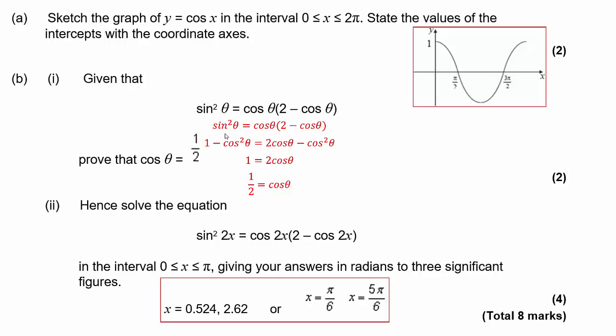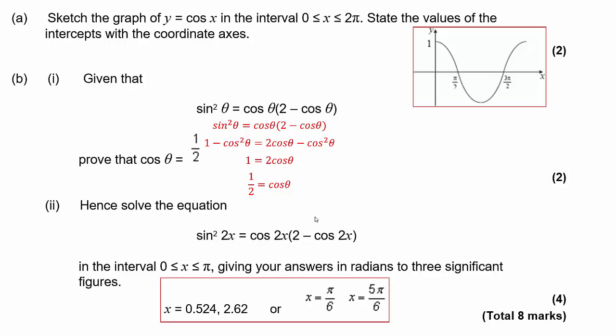Hence solve the equation. Having realised that's the case, you're now looking at what's similar and what's different between the two equations. I can see that theta is being replaced with 2x, but otherwise they're exactly the same. So what I'm going to solve for part 2 is cos of 2x equals a half.